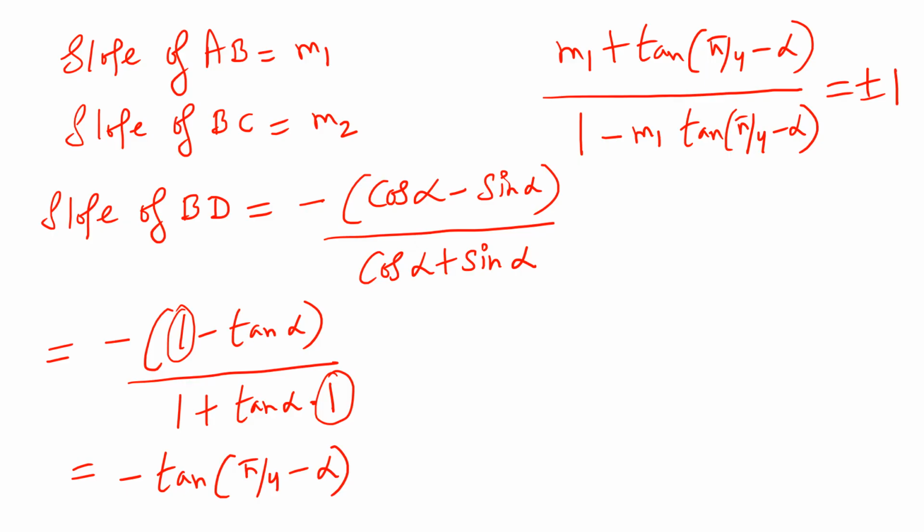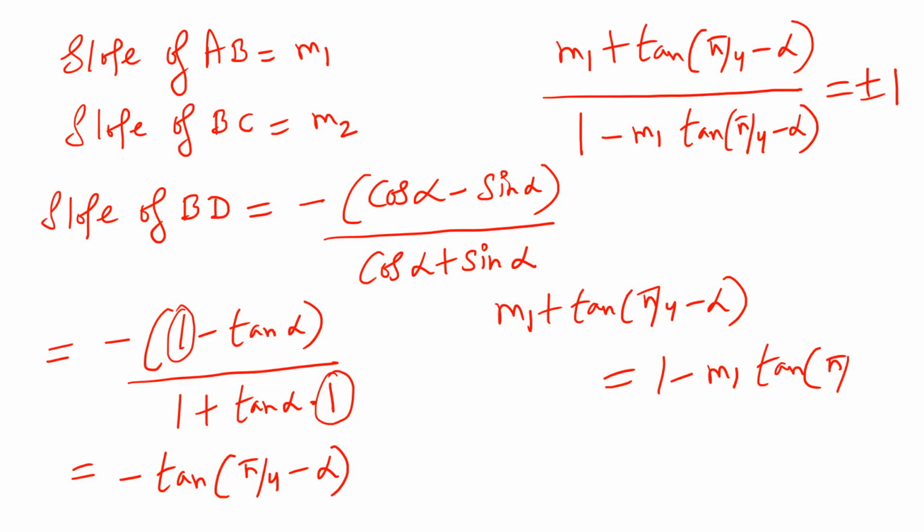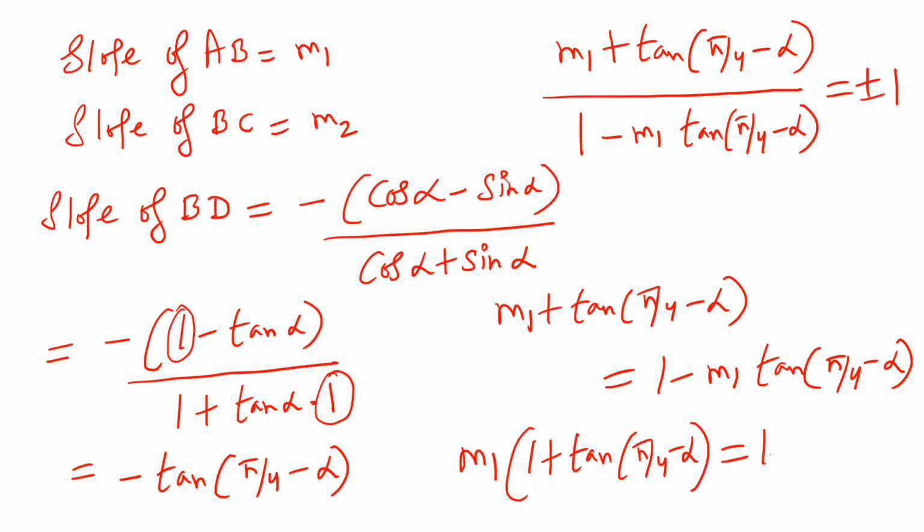Right? Now students, I will discuss both the cases. First case is when M1 plus tan pi by 4 minus alpha is equal to 1 minus M1 into tan pi by 4 minus alpha. That is, on the right hand side I have considered 1. Now students, just get the value of M1 in terms of alpha. So now it becomes M1 into inside the bracket 1 plus tan pi by 4 minus alpha, and on the right hand side we get 1 minus tan of pi by 4 minus alpha.